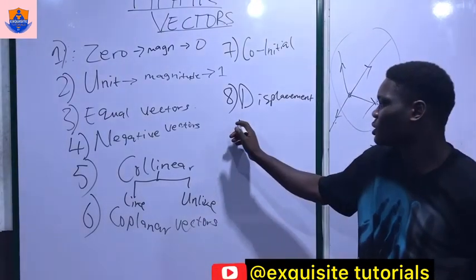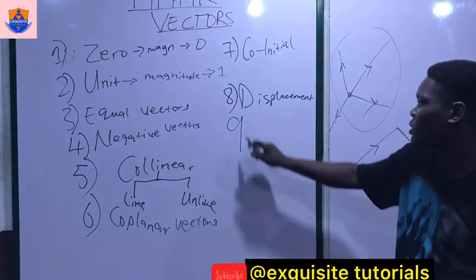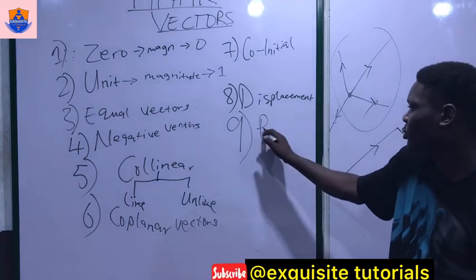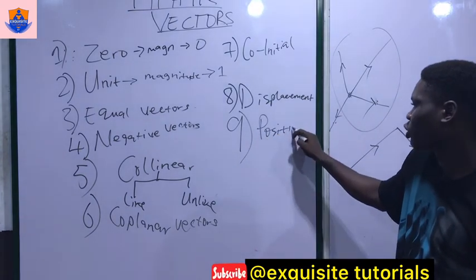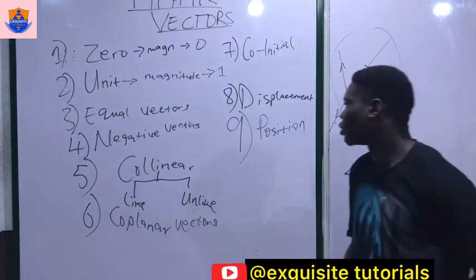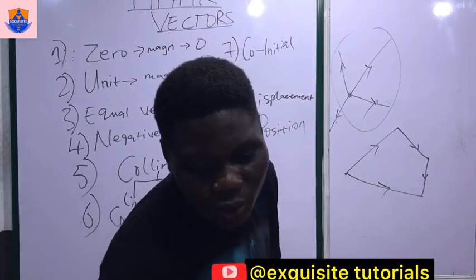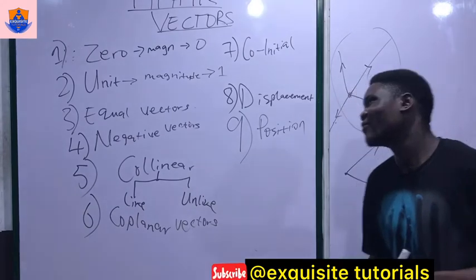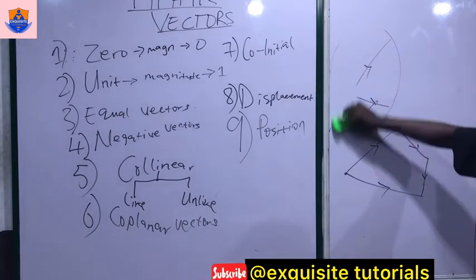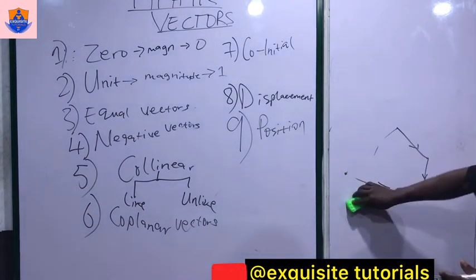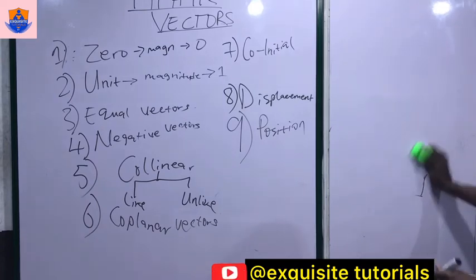And lastly, we'll talk about position vector. Now, position vectors are actually with respect to a certain reference point. This reference point is usually called the origin. So position vectors are with respect to the origin.